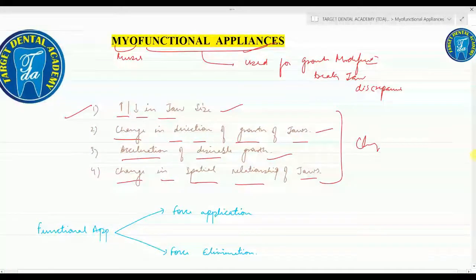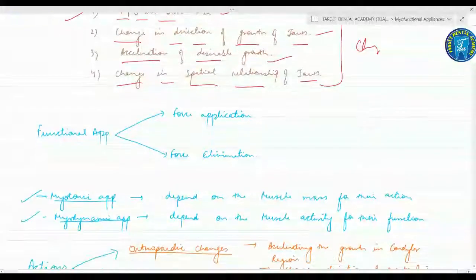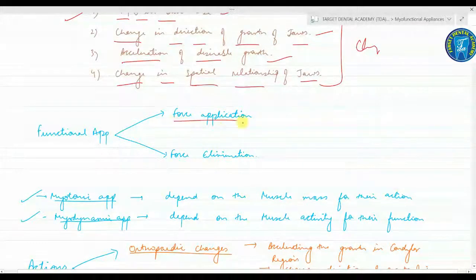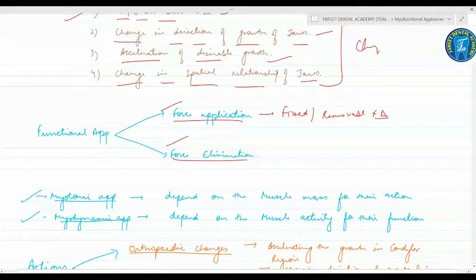Fine. So the myofunctional or the functional appliances work on two basic principles. Number one, force application and force elimination. So the appliances which work on force application are the fixed and the removable functional appliances. While force elimination means the elimination of all the abnormal and restrictive environmental influences on a dentition.